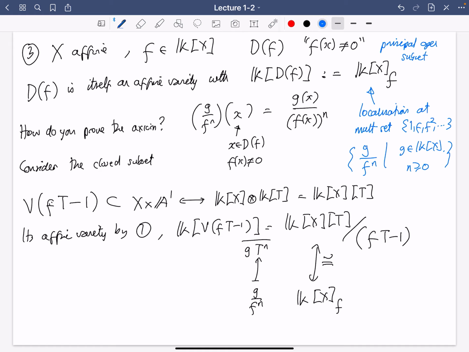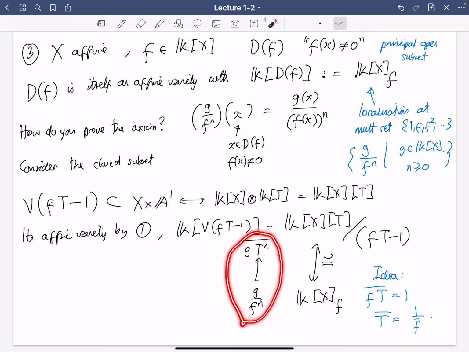So, I mean, the idea here is kind of easy enough to get the hang of. In this quotient algebra, f t bar equals 1. So t bar, the image of t in this quotient algebra, is kind of like 1 over the image of f. And so t is like f inverse. And that's what I've done there, right? So I've sent g over f to the n, I've sent g to g, but this 1 over f has gone to t. So that's that map.